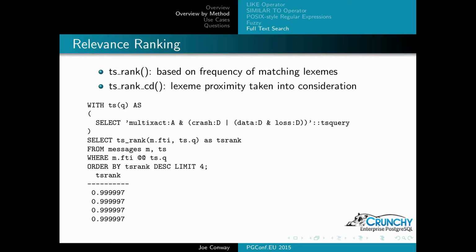In terms of relevance ranking, there are these two functions available, ts_rank and ts_rank_cd. ts_rank is purely going to be based on the frequency of the matching lexemes. ts_rank_cd is actually going to take the proximity of the lexemes into consideration. So you'll get a higher relevancy rank if the words you're searching for are closer together in the document.